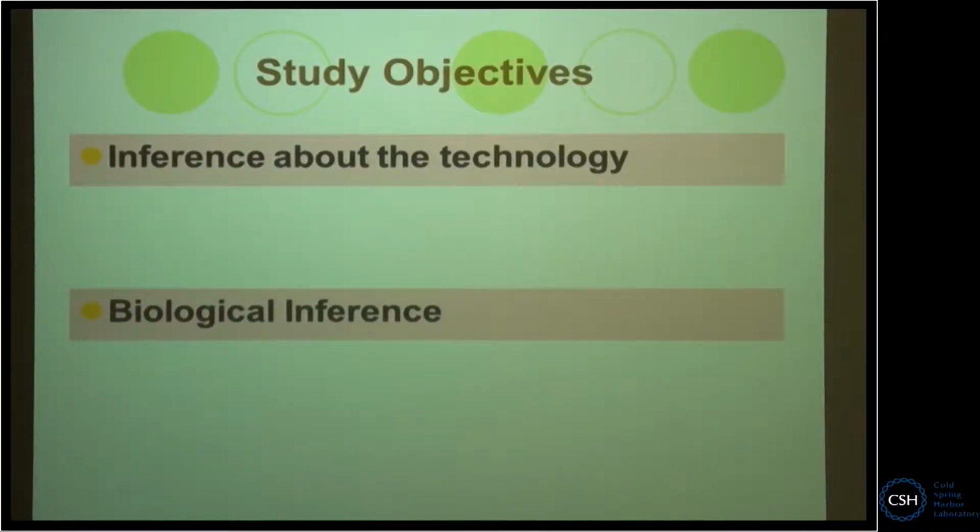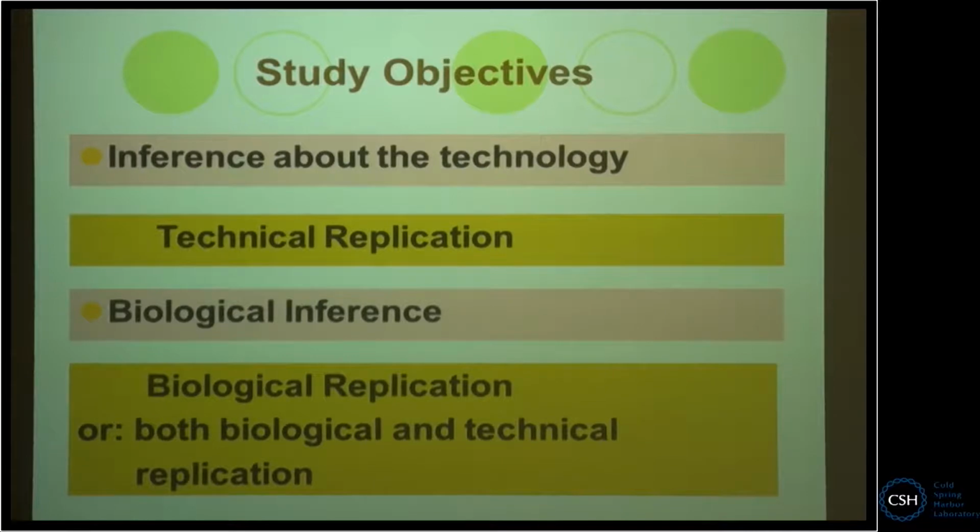If we're trying to make inference about the technology, then what we want to know is, if I measure this something twice, will I get the same answer, right? Or is this instrument giving me the same answer as that instrument? Then we don't want to have biological variability because we're only interested in the technical variability. So if we're making inferences about the technology, we only want technical replication. So you pool huge samples together so you have enough material, and then you just technically take samples from that.